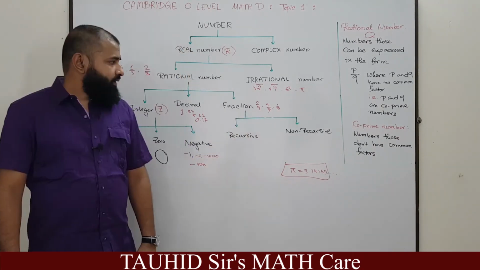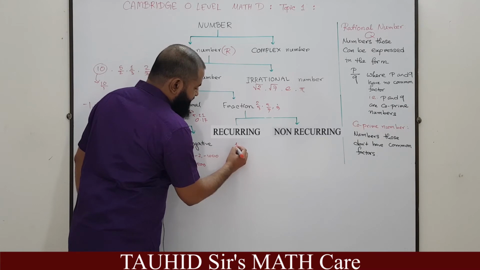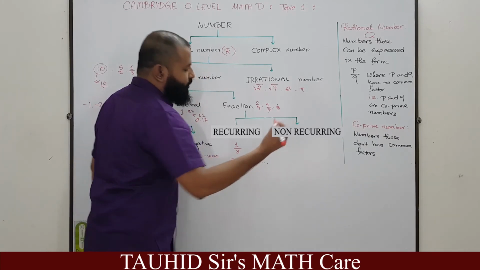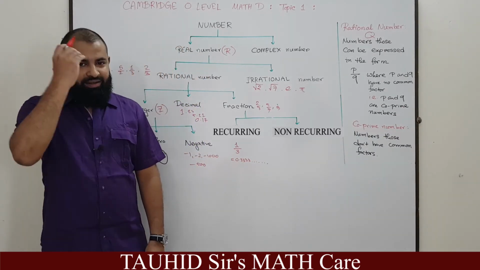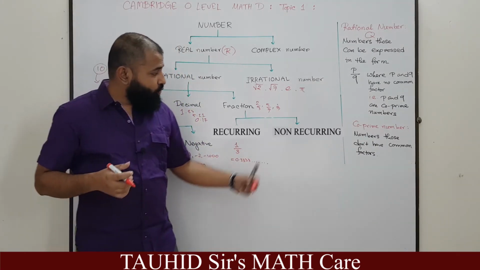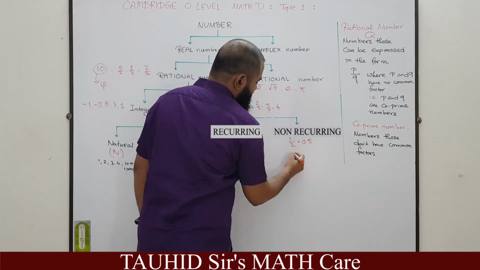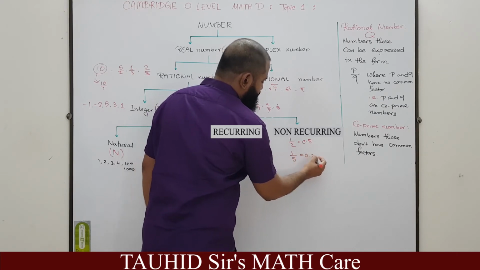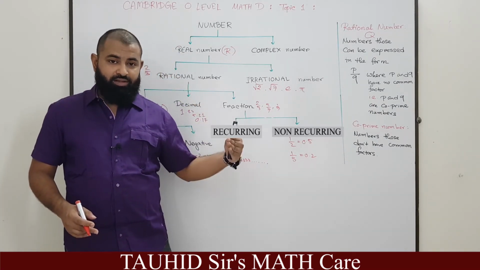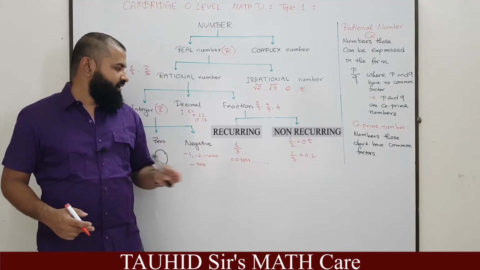Now come to fractions. There are two types of fractions: recurring number, non-recurring number. If we divide 1 by 3, we will get the answer 0.333333333 and it continues. If we count 3 till doomsday, it won't end. These types of numbers are called recurring numbers. And which are non-recurring numbers? For example, 1 by 2 equal to 0.5. 1 by 5 equal to 0.2. It ended. Those fractional numbers which have an end are non-recurring numbers.